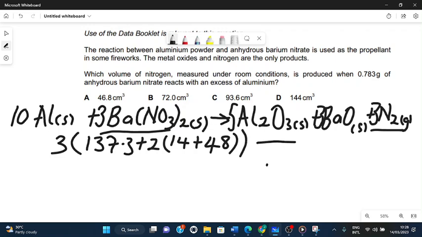Produces what? 3 times 24 dm³ of nitrogen, because 1 mole of nitrogen requires a volume of 24 dm³. So 3 moles will now be equal to 3 times what? 24 dm³ of nitrogen.